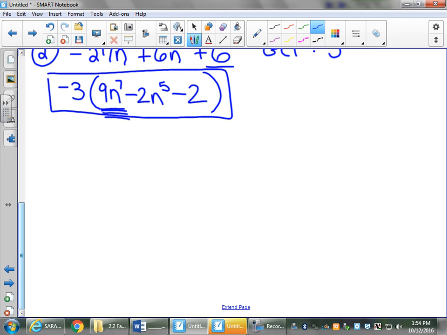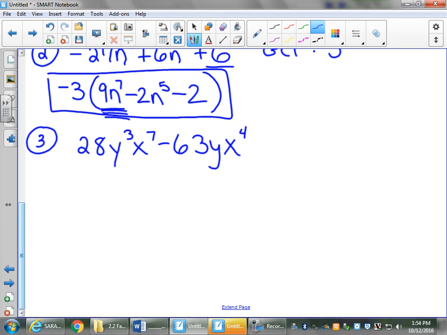The last GCF example we're going to do is 28y cubed x to the 7th minus 63y x to the 4th. While you are watching this, you might need to pause here or there. Since I'm teaching to an empty classroom right now, I might be going quicker than I would in class, where I pause for questions. So feel free to pause at any point if you need to process the information.